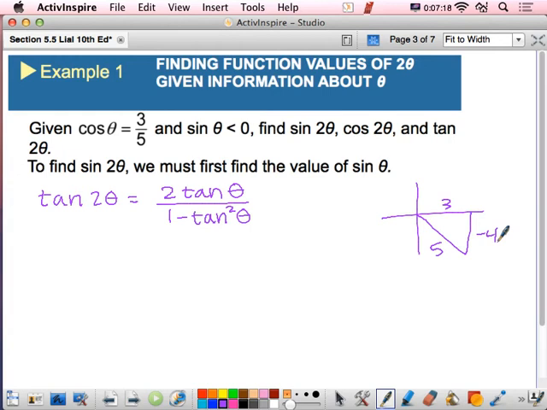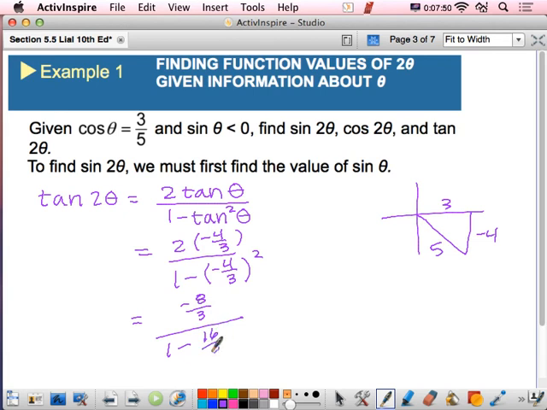Is it x over y or y over x? It's y over x. So it's negative 4 over 3. So we have 2 times negative 4 over 3 divided by 1 minus negative 4 over 3 squared. So the top becomes negative 8/3, and the bottom becomes 1 minus negative 16/9? No, because when I square the negative it becomes positive. Oh, but this negative is not squared, just this one. So that's 1 minus 16 over 9.